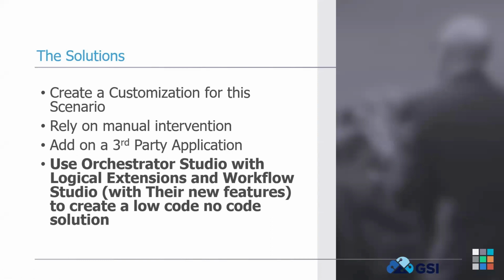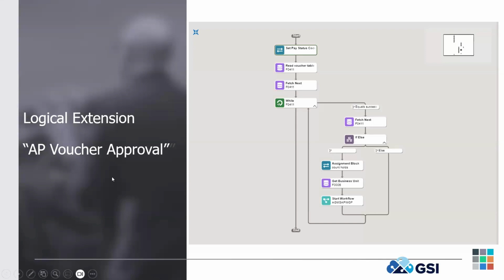So the flow of this is a logic extension. I'm going to go in and show you this live in just a minute, and we'll walk through the process of it. Basically, it sets what values you want as your pay status code. The pay status is on hold. That triggers the workflow that says I've got a hold voucher in JDE that I want to route. So this is the logic extension. It starts a record read of the F0411, that's the voucher table, does a fetch next and loops through that table.